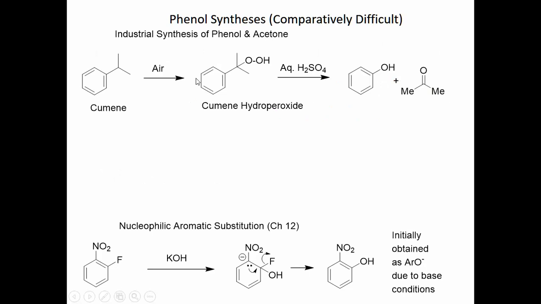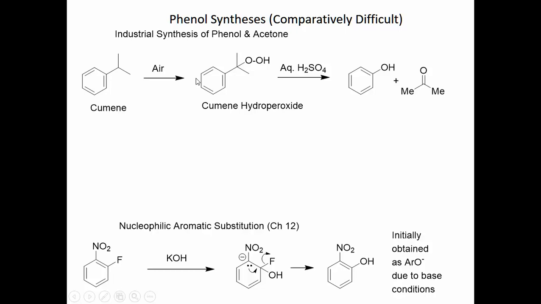Okay, let's look at how to make phenols. These are one of the hardest functional groups to make. It's comparatively difficult. Every method that we see, we're going to have something about it that we don't like. It's either going to be too long, or it's going to have conditions that are too harsh, or it's going to work only in very specific systems.